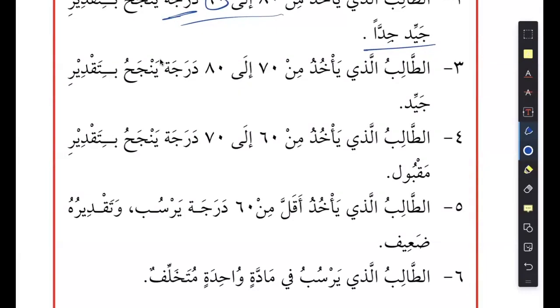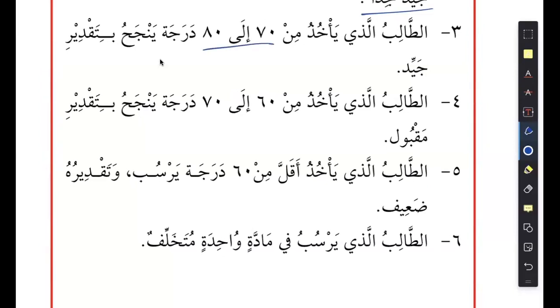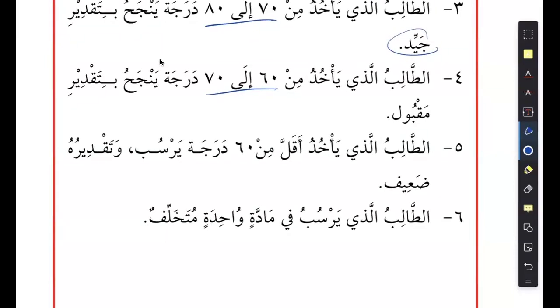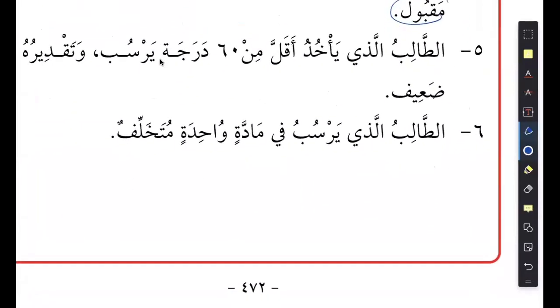So you can read the rest. It's just describing those grades. What are the numbers? Okay. So here we have 70 to 80 is jayyid, and 60 to 70 is maqbool, and so on.